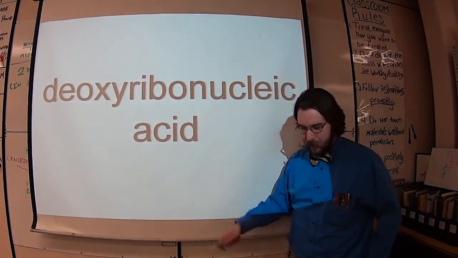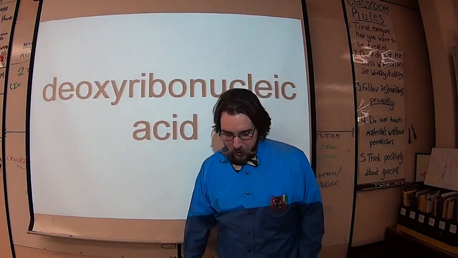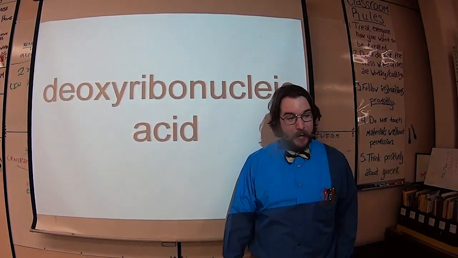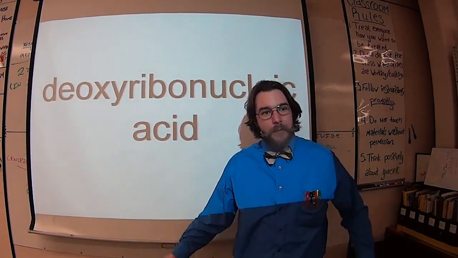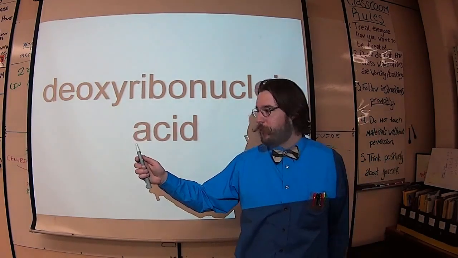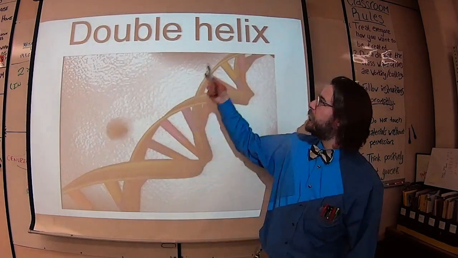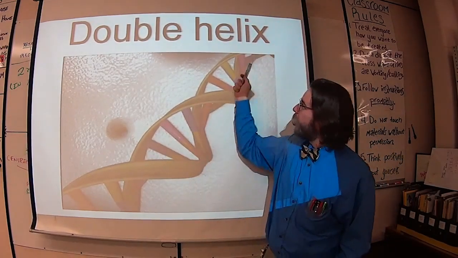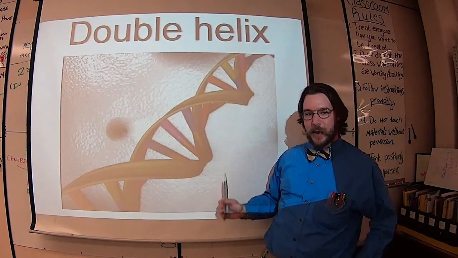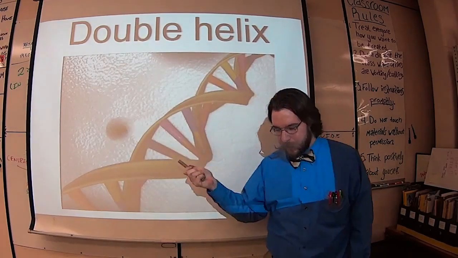DNA stands for deoxyribonucleic acid. It is a shape like a twisted ladder. The shape is called a double helix. It looks like that. Isn't it pretty, children? All twisty ladders. You take a ladder, twist it all up: double helix.